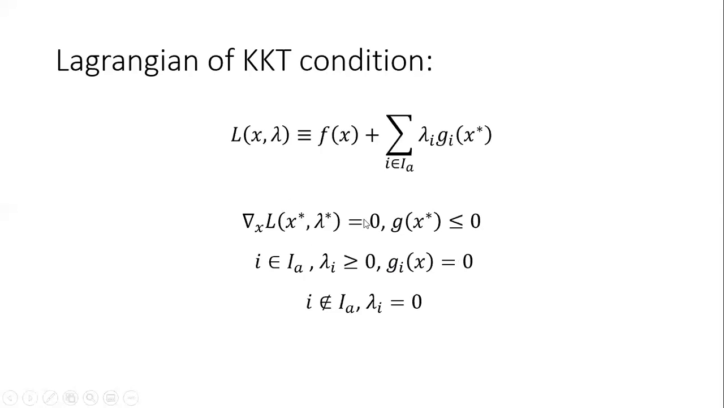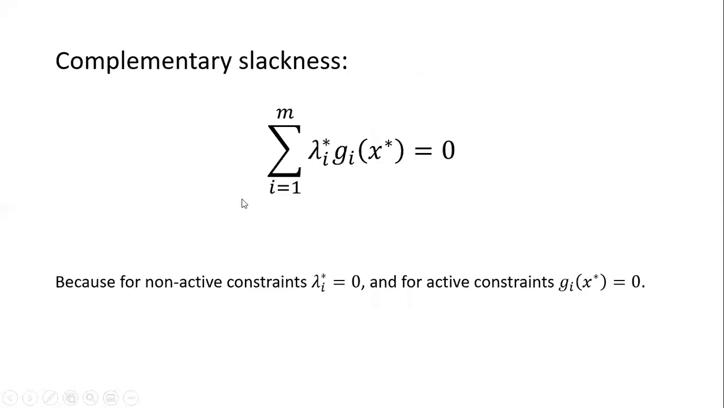From those conditions, we get the complementary slackness. The complementary slackness condition determines that the sum of all our Lagrange multipliers multiplied by our constraints equals 0. That's because the non-active constraints get a Lagrange multiplier of 0, and the active constraints are equal to 0.